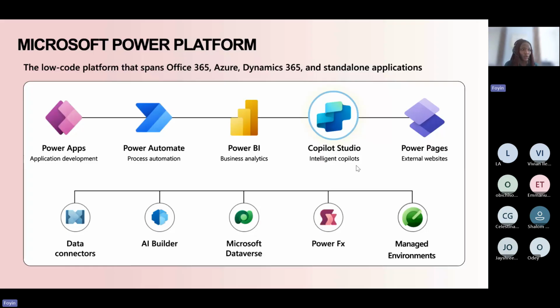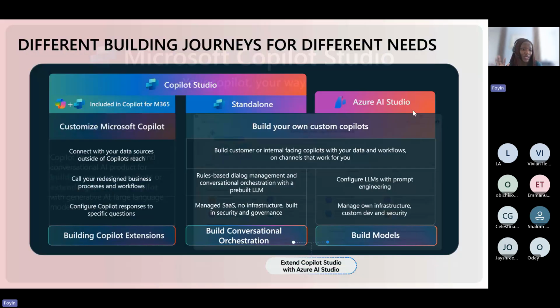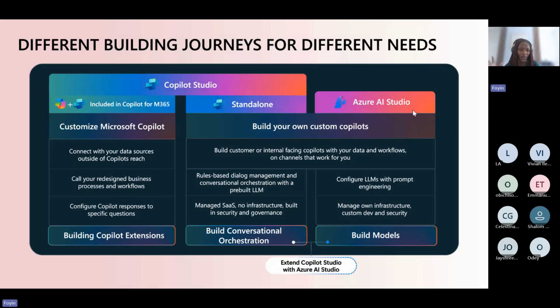But today our focus is on Copilot Studio. So Copilot Studio is that end-to-end AI product for building your own copilots or extending Microsoft Copilot with Gen AI or large language models and your data. So that's what Copilot Studio is. So just imagine that you have an agent, right? Or you can also call it a bot, but it's much more intelligent because it now uses all of these Gen AI and large language models. And at the end of the class, Jeshri is going to show us a demo so that all of these things we've been talking about can come to life. So you get a picture of it.